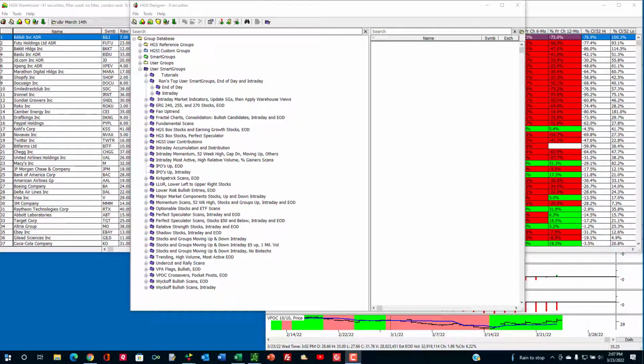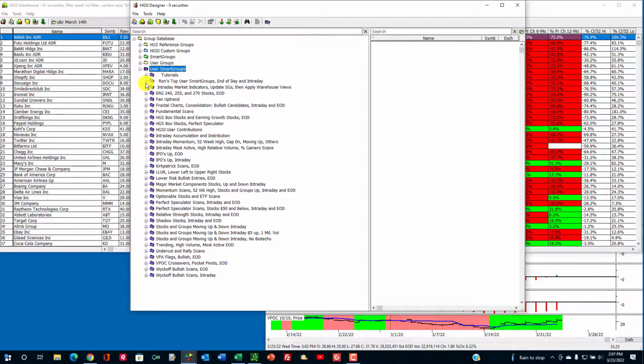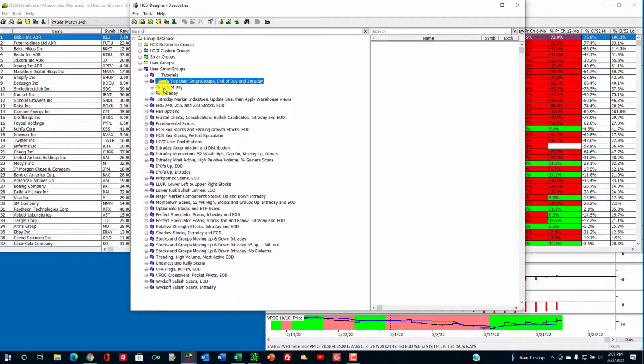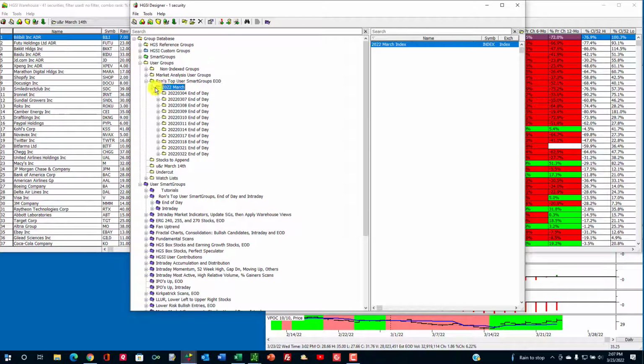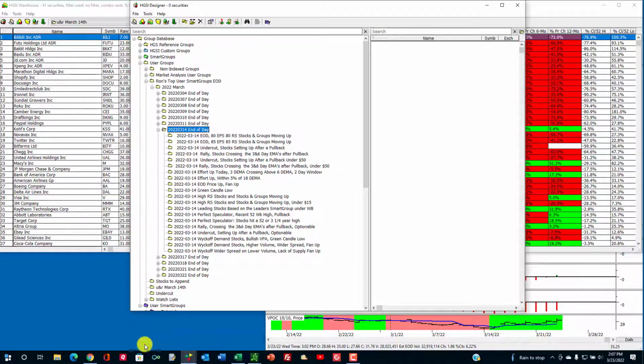I'm going to show you something about using user smart groups and some results that I've tracked in recent days. Now, in my user smart groups, I have this folder with my name on it, and I have another folder of end of day and intraday. What I've started doing recently is dragging the end of day up to a user smart group, and I just started this in March. And what I want to show you today is the results of these groups, and these are all in this user smart group folder.